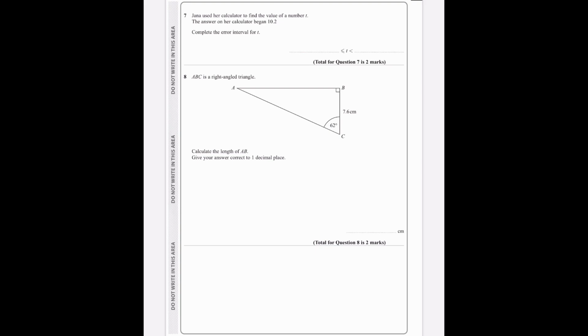Question 7, Jana, we've got lower bound 10.2, upper bound 10.3, that's your error interval. Tan of 62 will be the opposite, AB, divided by the adjacent, 7.6. Multiply both sides by 7.6, AB will be 7.6 times tan of 62, plug that in your calculator, you get 14.3, that's the length of AB.